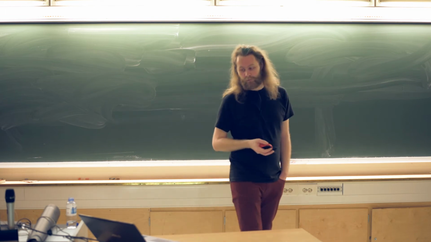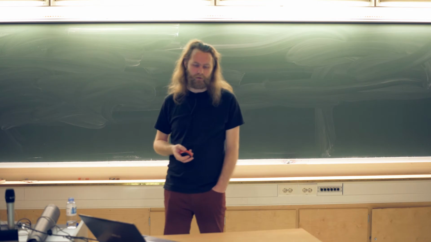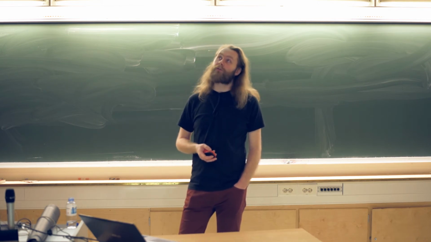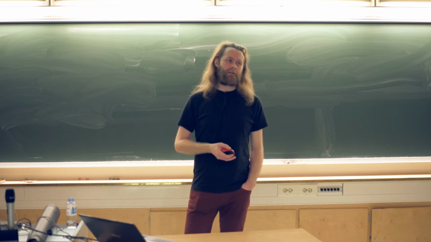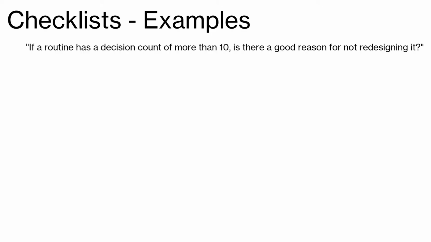These are from Code Complete. There are also from other chapters that we haven't given you, just to give you a broader look at Code Complete. Try to think about, how would I use this when writing new code? From a blank text editor, how would I use these checklist rules? If a routine has a decision count more than 10, is there a good reason for not redesigning it? I don't have a routine yet. I have no idea what the decision count will be.